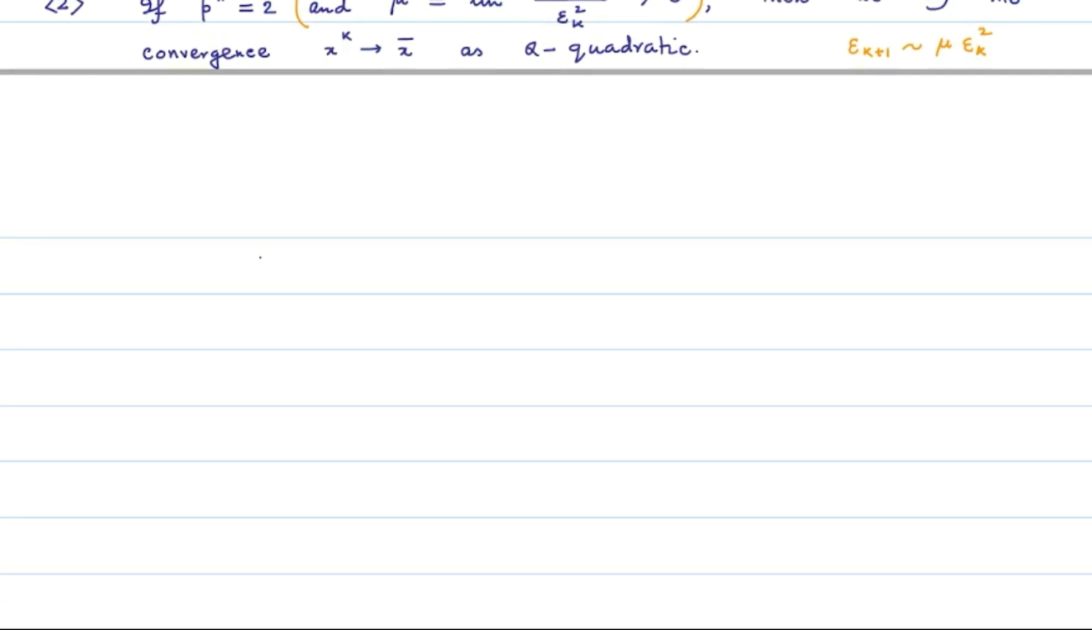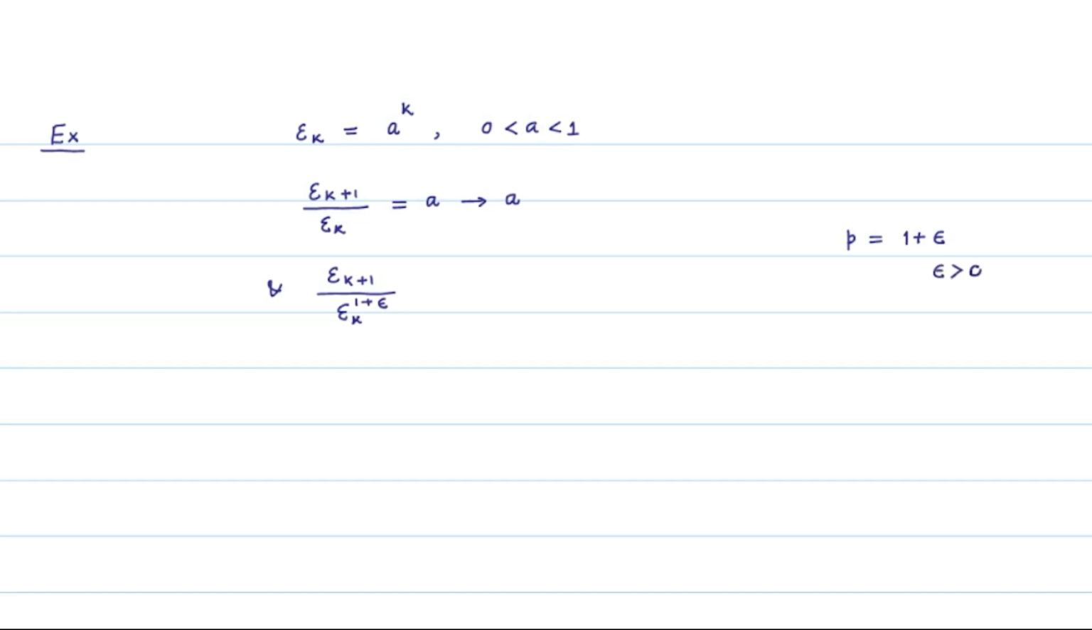Let me consider the first example to determine the convergence rate: the sequence epsilon k is equal to a to the power k, where a is a constant lying in between 0 and 1. Here we can see that epsilon k plus 1 divided by epsilon k is equal to a, which converges to a. And for any number slightly bigger than 1, let's say 1 plus epsilon, we see that with p equal to 1 plus epsilon, epsilon k plus 1 divided by epsilon k to the power 1 plus epsilon, where epsilon is any number greater than 0.